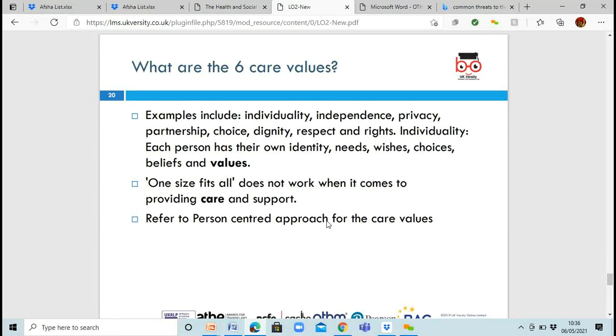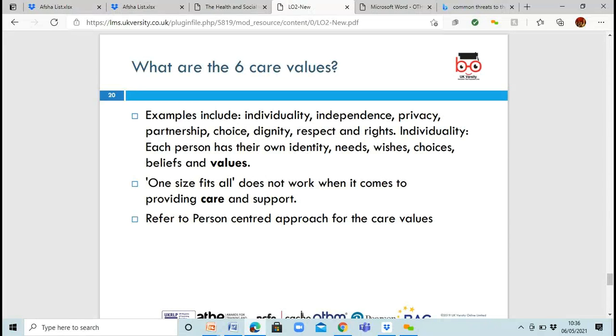And then what are the 6 care values? So examples of this are individuality. So we've already looked at this: independence, privacy, partnership, choice, dignity, respect and rights. So with individuality, everybody has their own identity, needs and wishes.